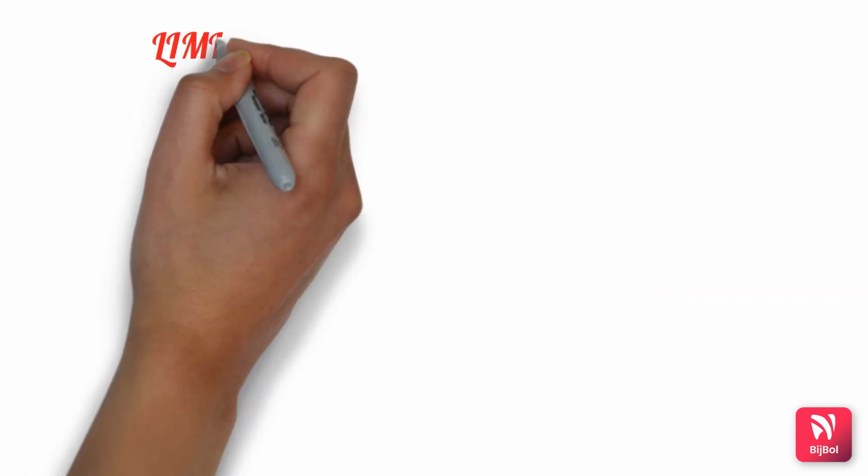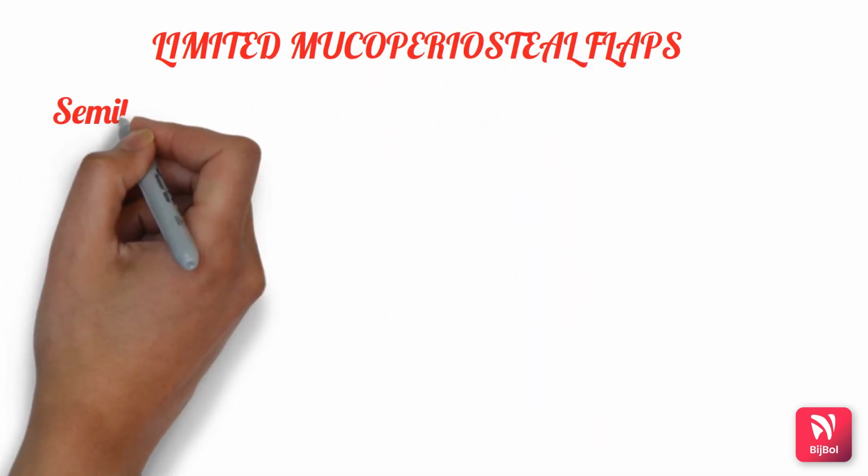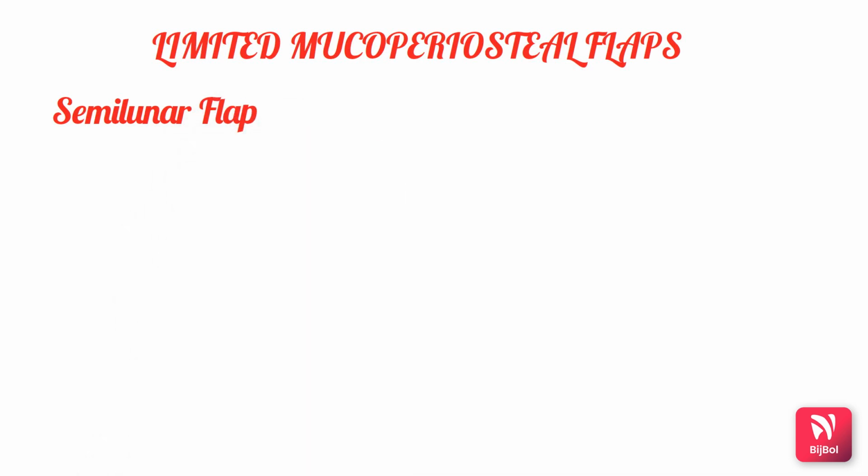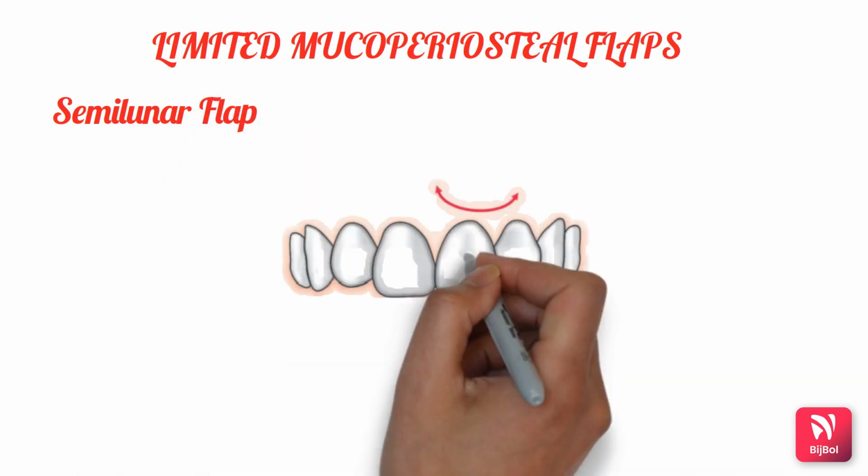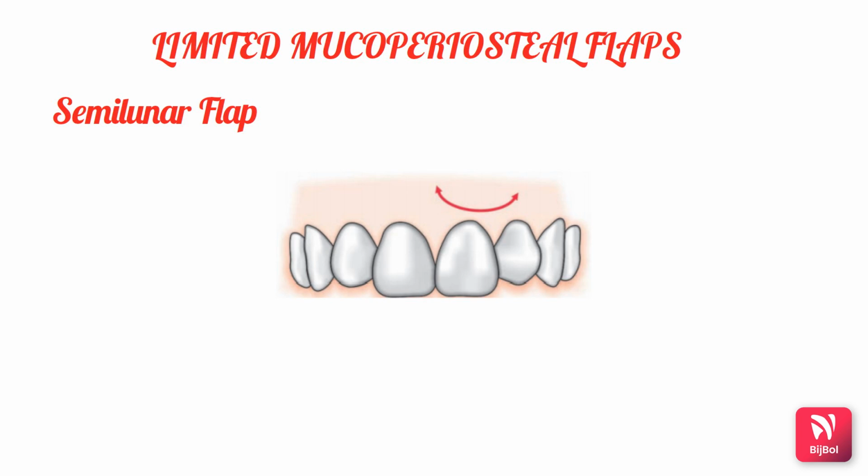Now the limited mucoperiosteal flap, the semilunar flap, is formed by a single curved incision. It is semilunar because its horizontal incision is modified to dip towards the incisal aspect in the center of the flap, giving the resemblance of a half moon. It is fast and easy to reflect with no involvement of the marginal and interdental gingiva, but it has limited surgical access.